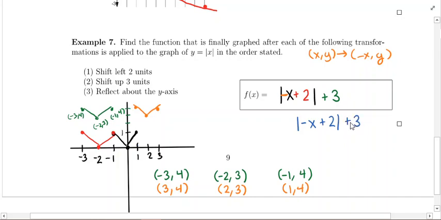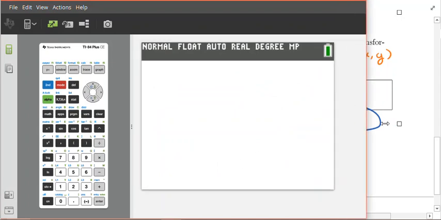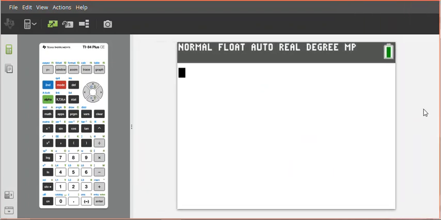Let's go to the calculator, punch this in, and see if the part around the V, the part with the sharp corner, matches these points: 3, 4, 2, 3, and 1, 4. Let's go check it out. This will also be useful because you're going to learn how to put absolute value in your calculator. That can really help with transformations.